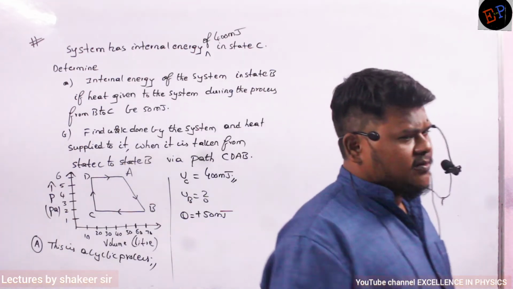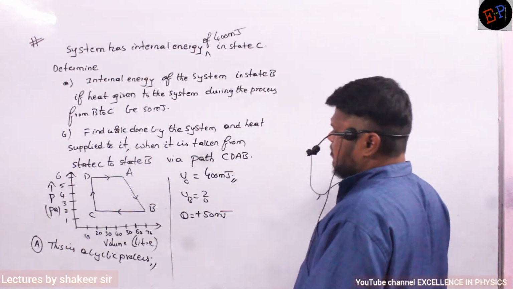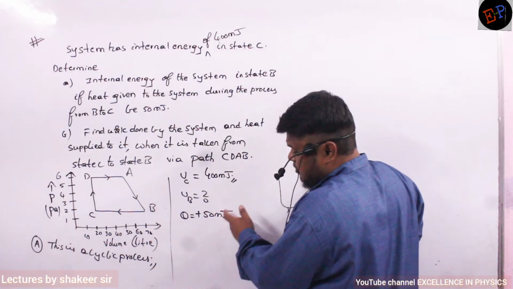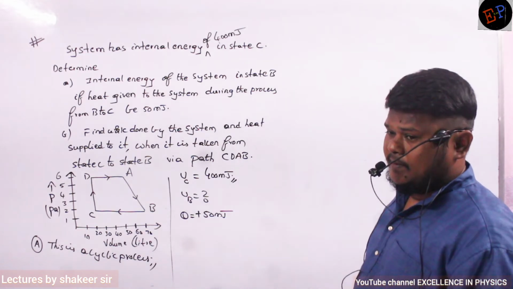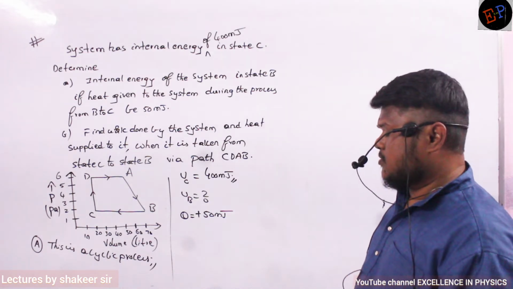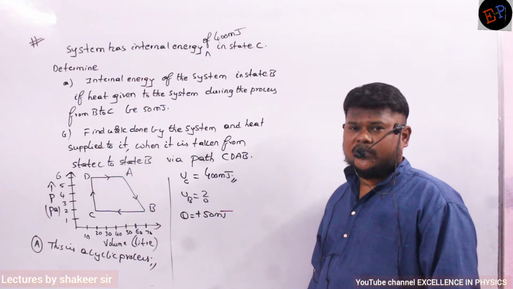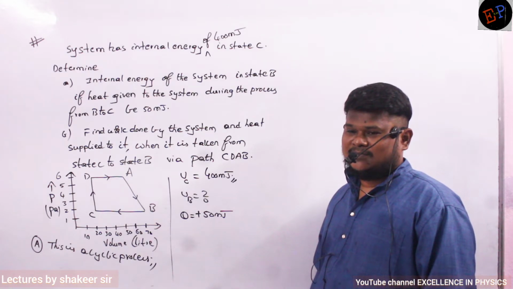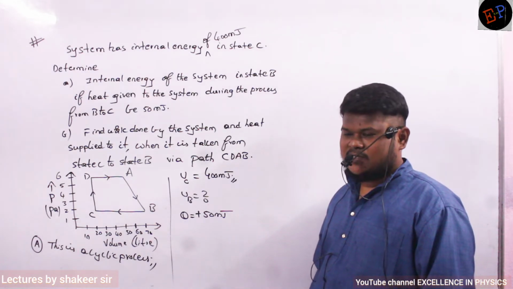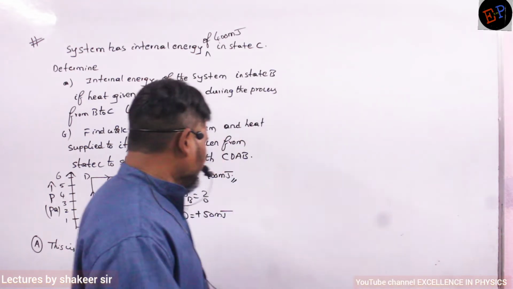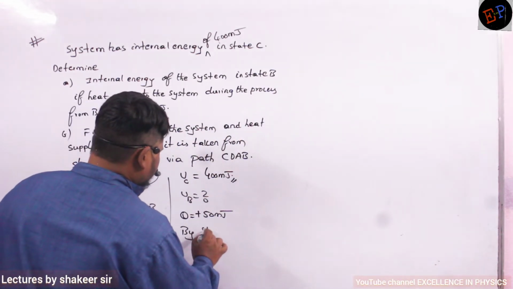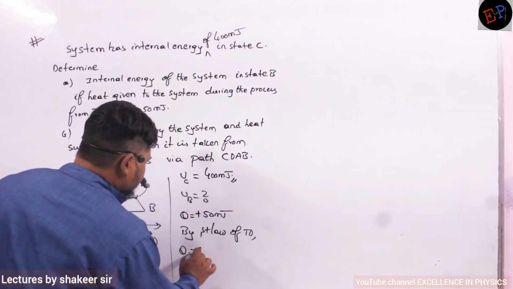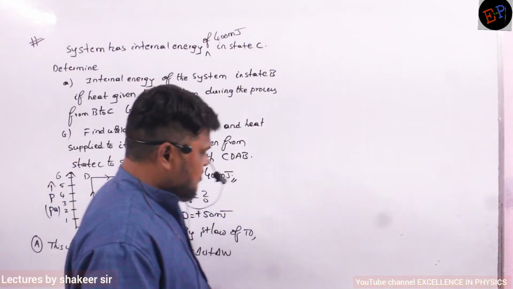Now, can anybody say how I can do this calculation? Internal energy at point C is given. Internal energy at point B I want to find out. Heat supplied to the system is given. How can I do this calculation? Q is equal to delta U plus delta W. Delta W, how can I calculate? Which formula is there for work done? Integration, but I don't have any pressure equation here. So by using the first law of thermodynamics, I can write Q is equal to delta U plus delta W.